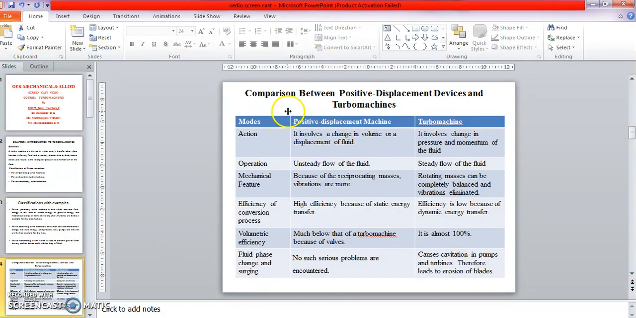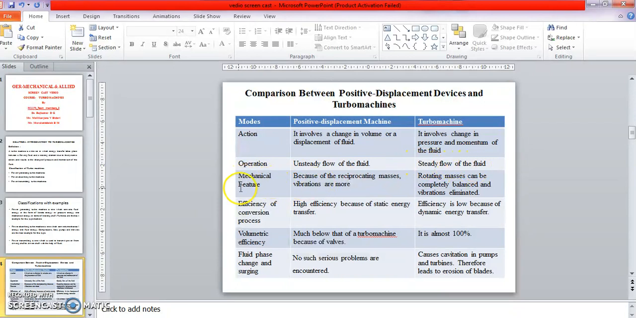Coming to a comparison between positive displacement devices and turbomachines, there are 6 modes of comparison between positive displacement machine and turbomachine. Coming to action, it involves changes in volume or displacement of the fluid. That is for positive displacement machine. Turbomachine, it involves a change in pressure and momentum of the fluid. Coming to operation, positive displacement is unsteady flow of the fluid, whereas turbomachines have a steady flow of the fluid.